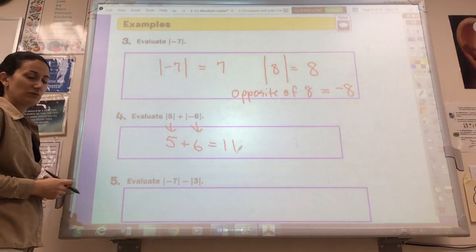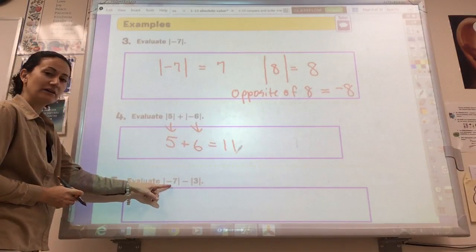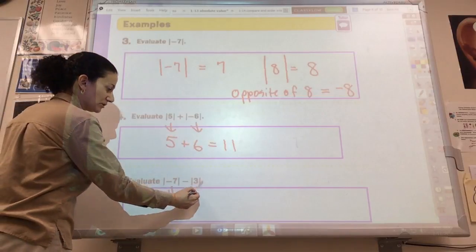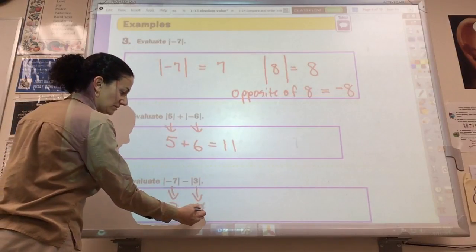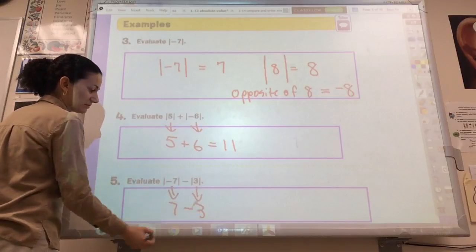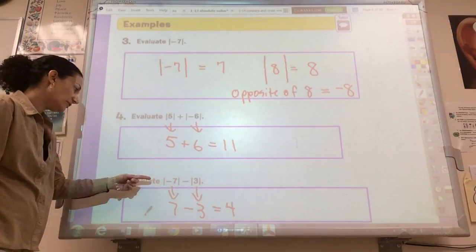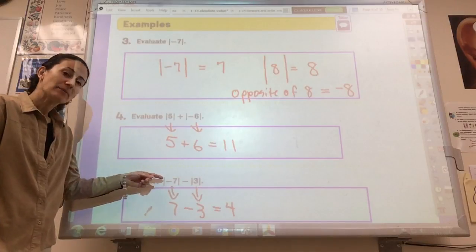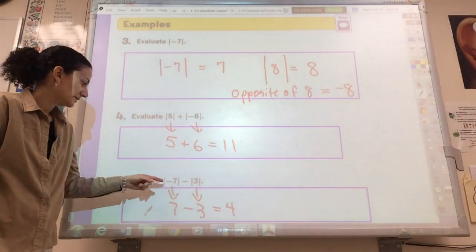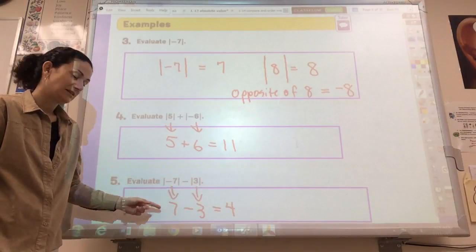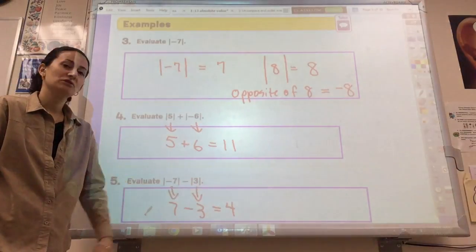Look at this one. Let's try another one. The absolute value of negative 7 is 7. And the absolute value of 3 is 3. It's asking me to subtract them, so that answer is 4. I can read this as the absolute value of negative 7 minus the absolute value of 3. And that's the same thing as 7 minus 3, which is 4.